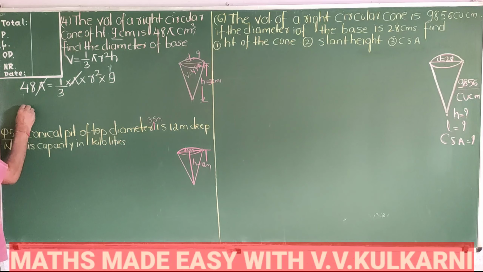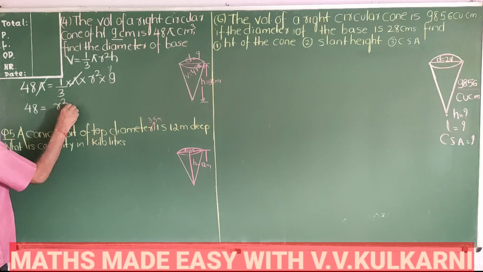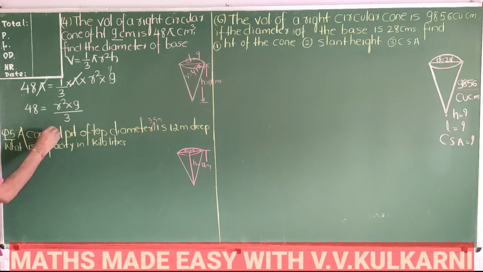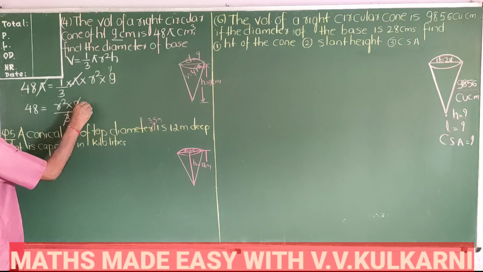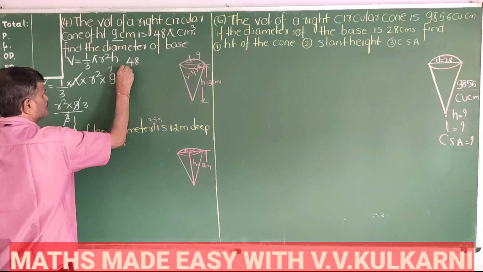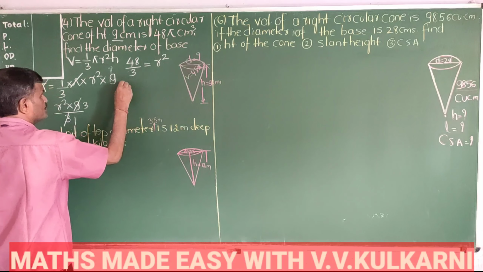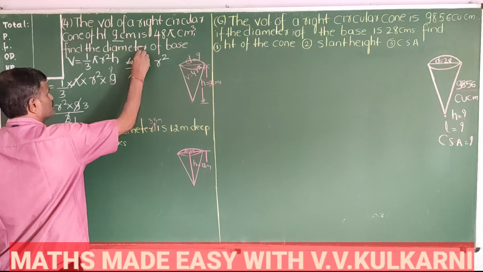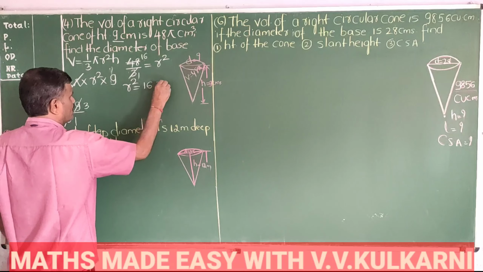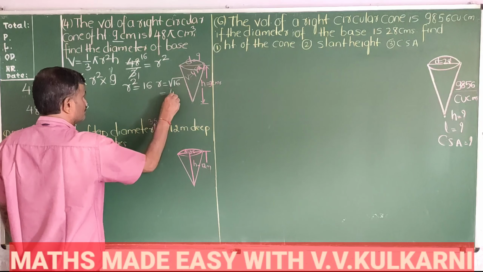So what I get here is 48 is equal to r squared into 9 divided by 3. So this here again it cancels, 3 ones are 3, 3 threes are 9. So finally what I get here is 48 divided by 3 is equal to r squared. 3 ones are 3, 3 sixteens are 48. That means r squared is equal to 16 and r is equal to square root of 16. Square root of 16 is nothing but 4 centimeters.